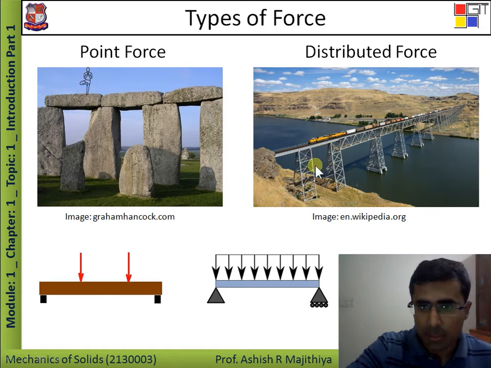Whereas in this distributed force example, there is a long bridge and a train is traveling over that bridge. So the force by the train on the bridge is distributed throughout the length of the bridge. So it is called distributed force. A point force is at a single point described by an arrow, and distributed force is spread throughout the length of the body.